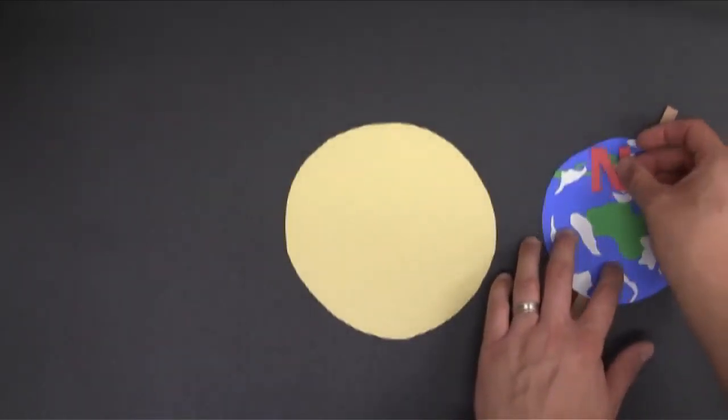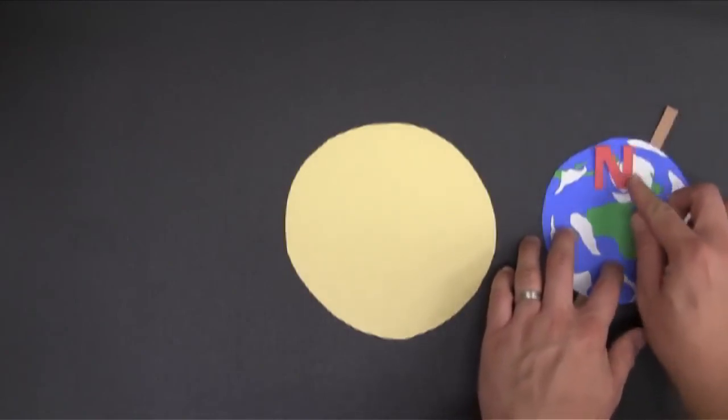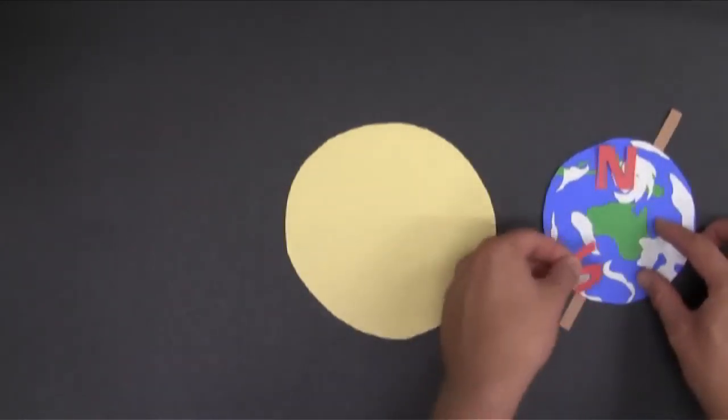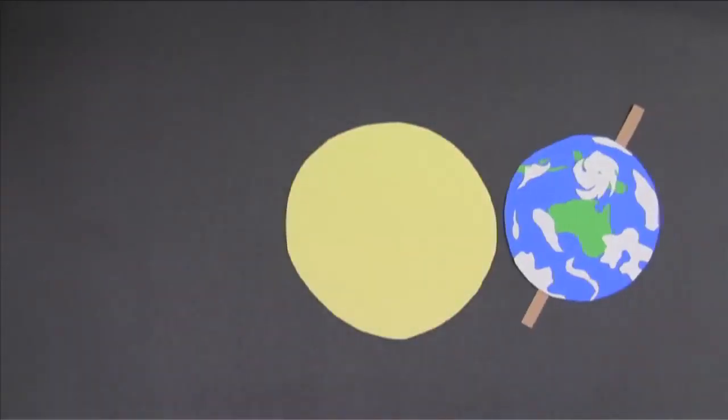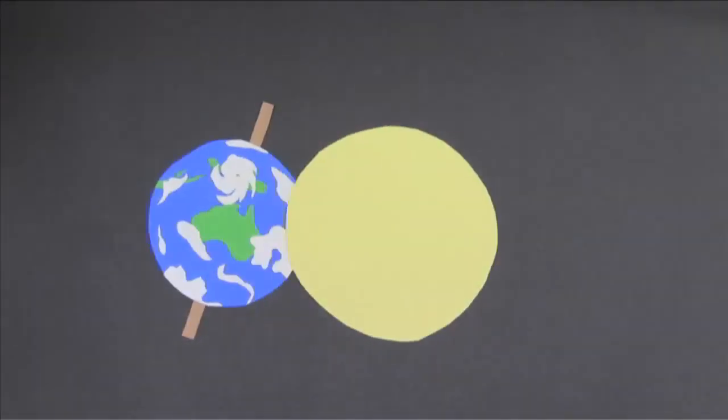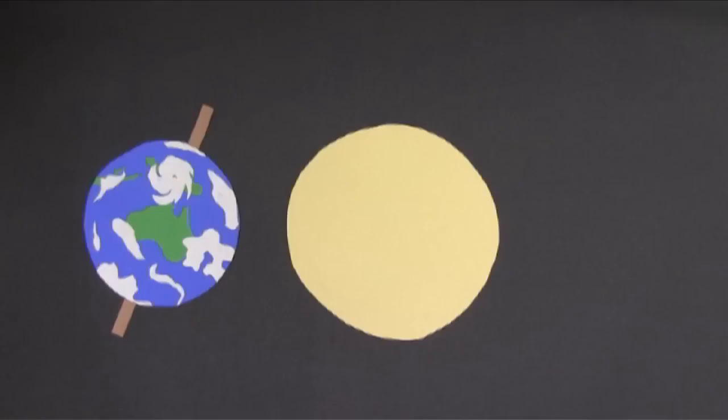So, when the Earth is on this side of the Sun, the northern hemisphere is angled away from the Sun. The southern hemisphere is angled toward the Sun. When the Earth is revolving around the Sun, it stays tilted in the same position. The axis doesn't wiggle around or anything. It just stays fixed in a certain direction.